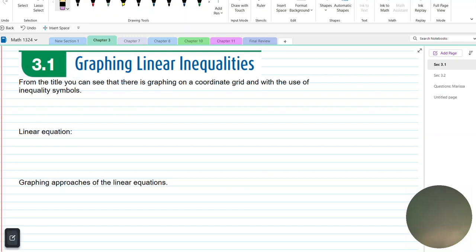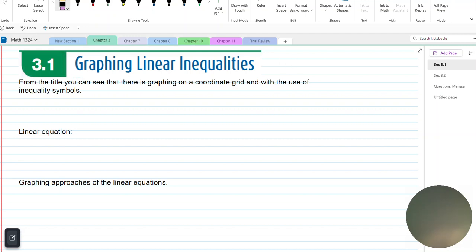All right, on chapter 3, we only have a couple of sections that are informative as well as maybe applicable for later use in your educational background. And that has to do with graphing and also solving. And so we're going to talk first about graphing linear inequalities.